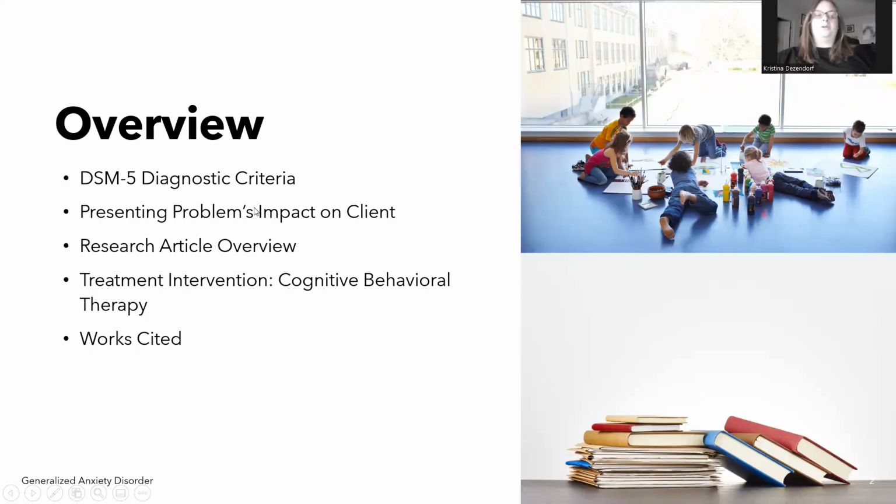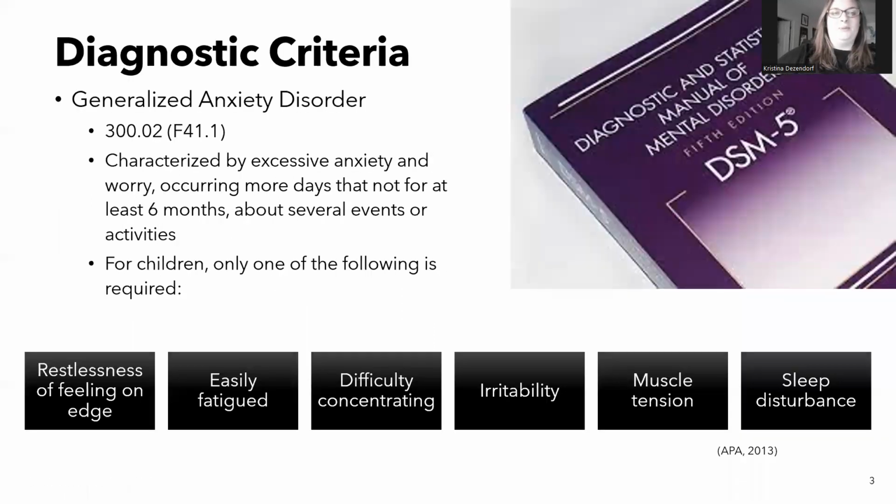So, for an overview of what we're going to discuss today, first we're going to talk about the DSM-5 diagnostic criteria for GAD, then the presenting problems' impact on the client. What does that look like in their life and their environment? We're going to look at a research article that talks about children and adolescent interventions and assessment tools specifically. And then really dig into cognitive behavioral therapy specifically, as it's the most recommended and evidence-based intervention option for generalized anxiety disorder right now. And then finally, if you're interested in learning and reading more, I'll have a works cited page at the end of this so that you can see where I got all this information.